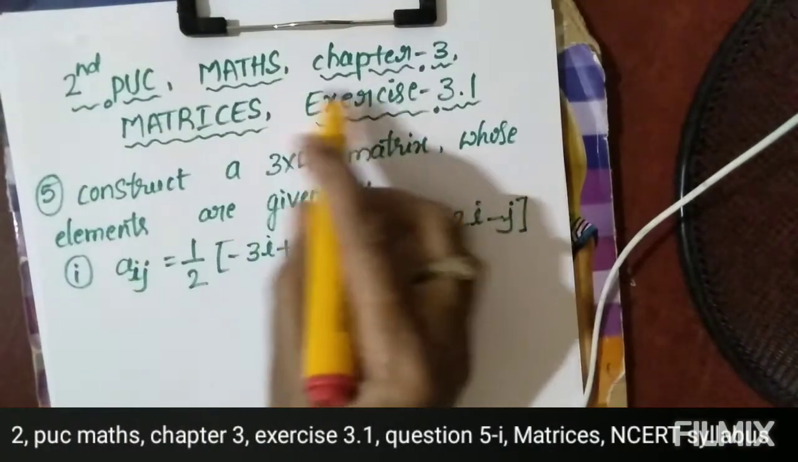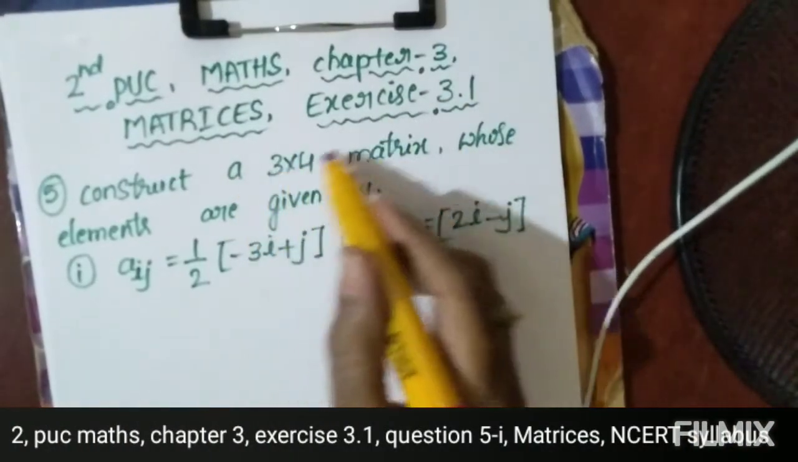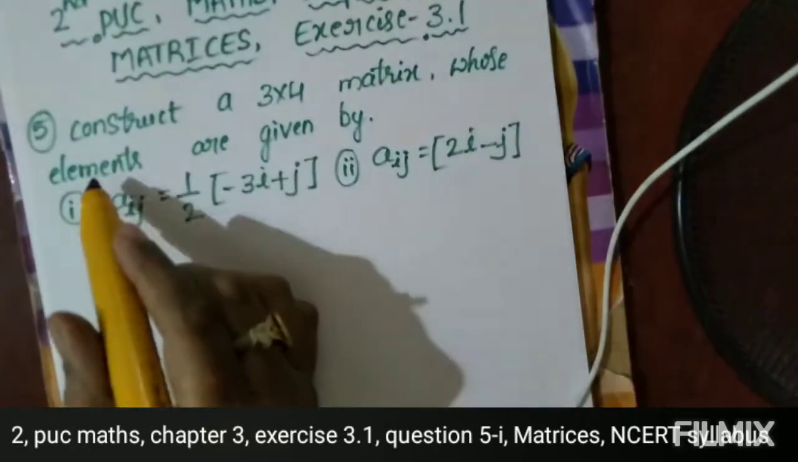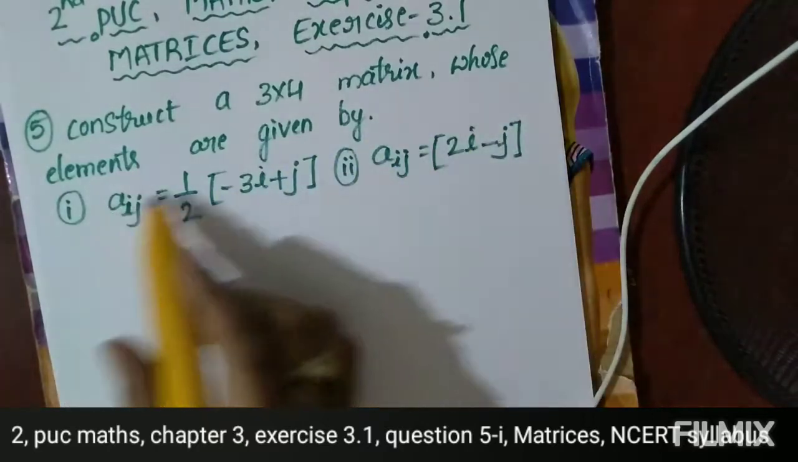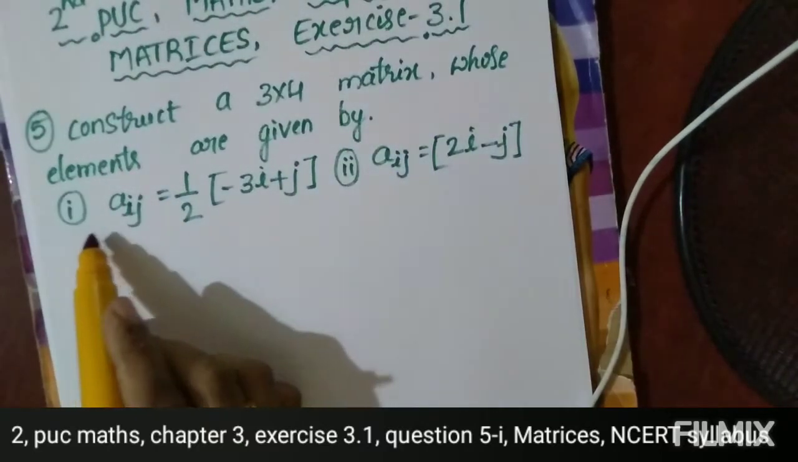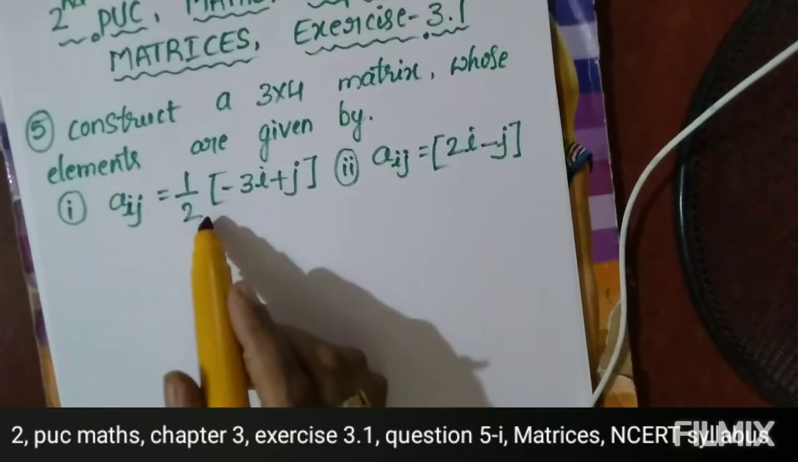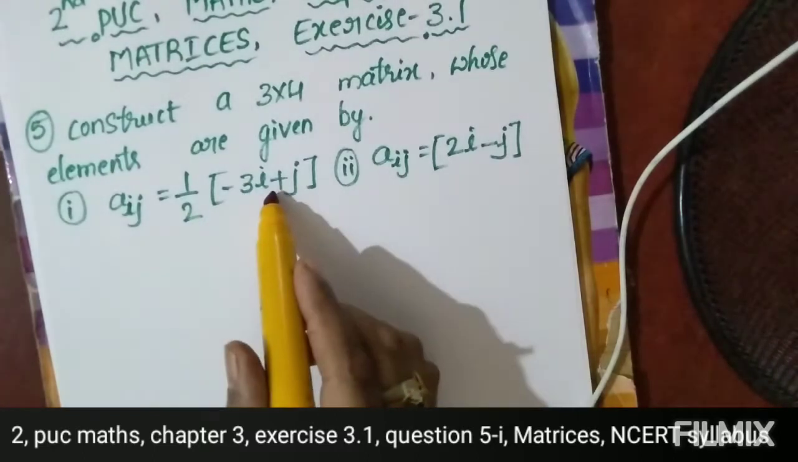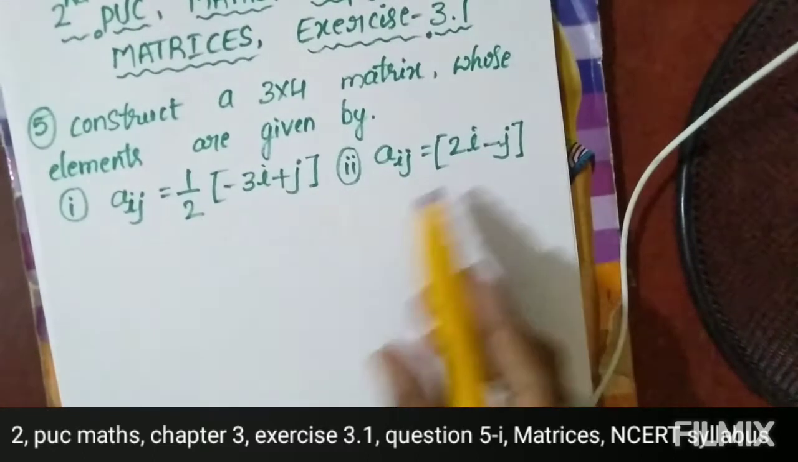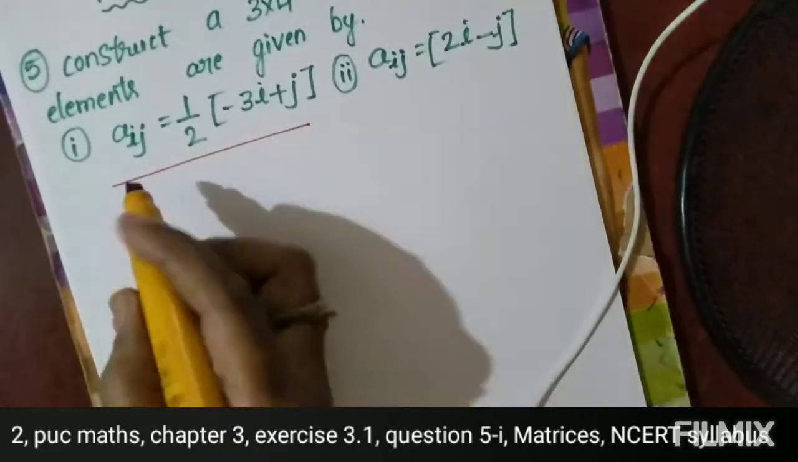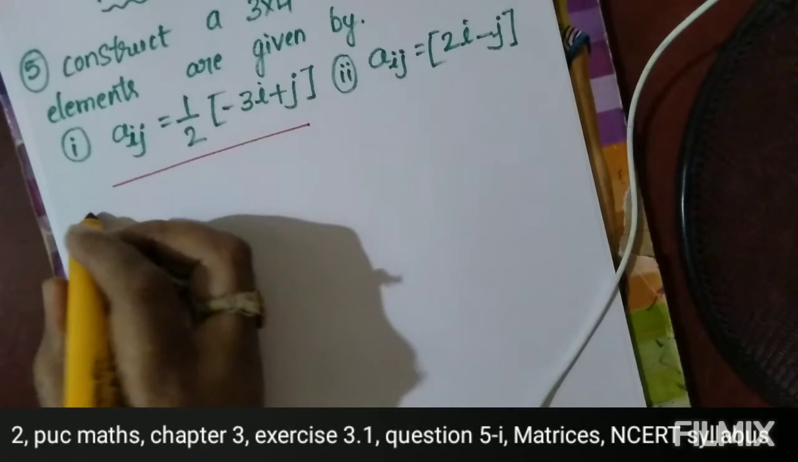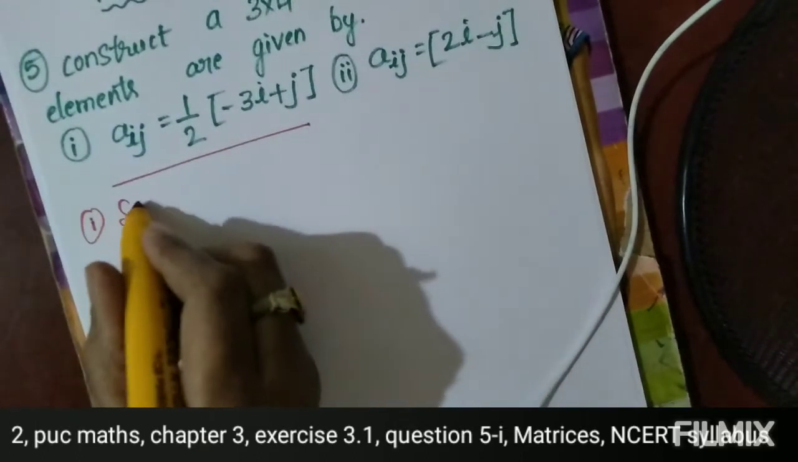Second PUC Maths, chapter 3, Matrices, exercise 3.1. Fifth one: construct a 3 × 4 matrix whose elements are given by, first one, Aij = 1/2 |−3i + j|. Second one is this. First we solve this. First one, solution.